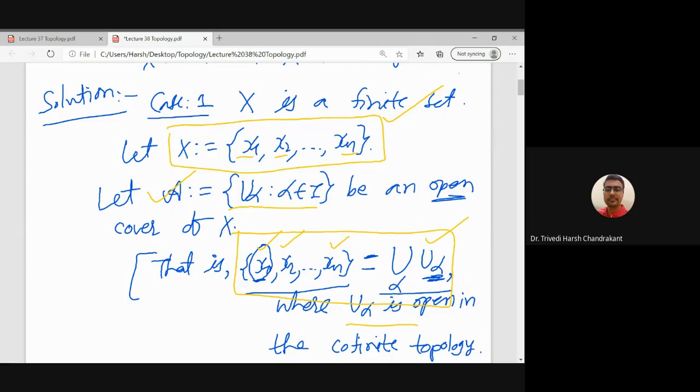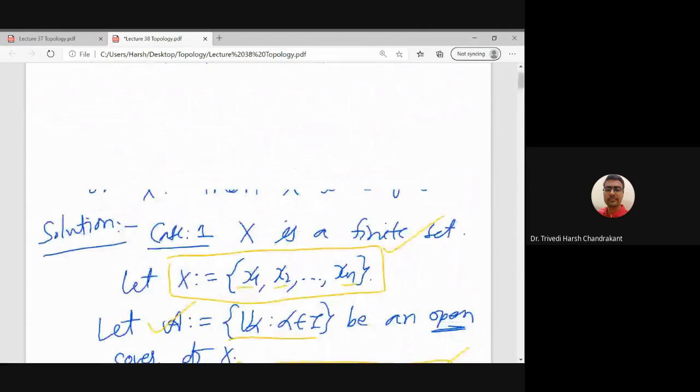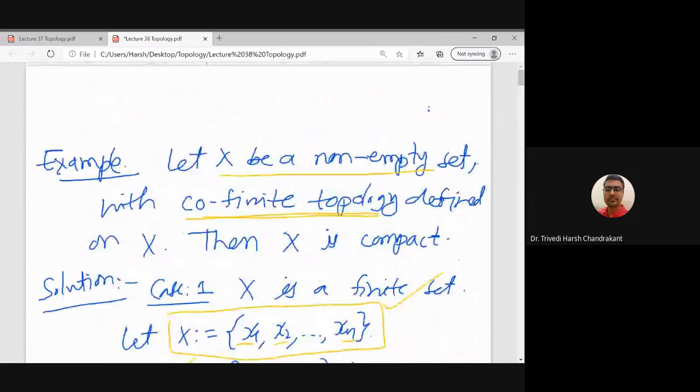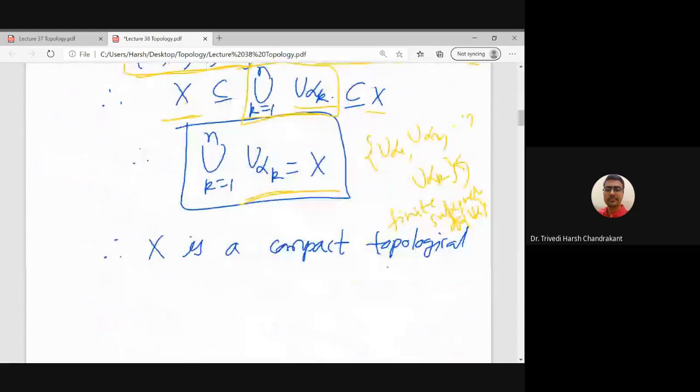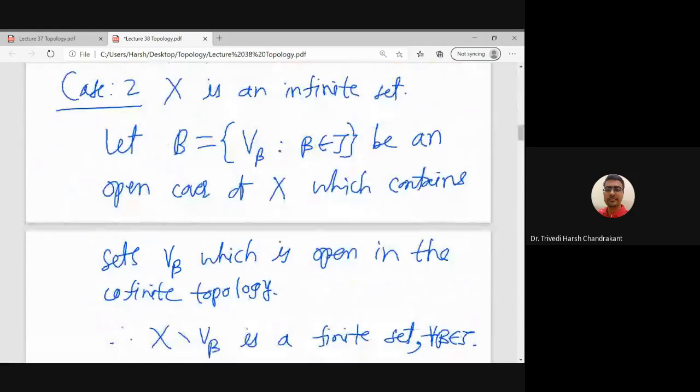Now case 2 is regarding the special topology, the cofinite topology, which we will actually use in case 2. So what is case 2? Case 2 is that X is an infinite set. So infinite means it can be countably infinite, it can be uncountably infinite also. So in this case, again, we want to show that X is compact with respect to the cofinite topology. And therefore, once again, we will start with an open cover of X, where these open sets are open with respect to the cofinite topology.